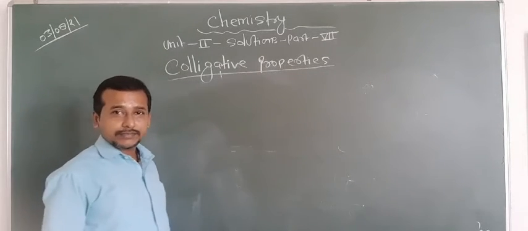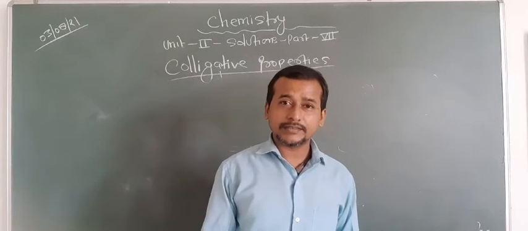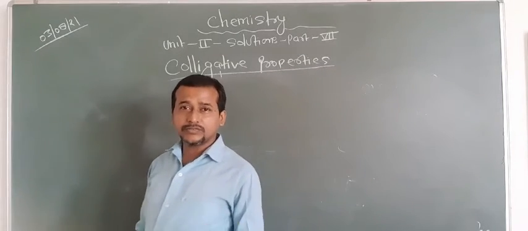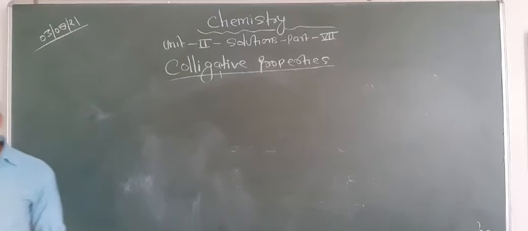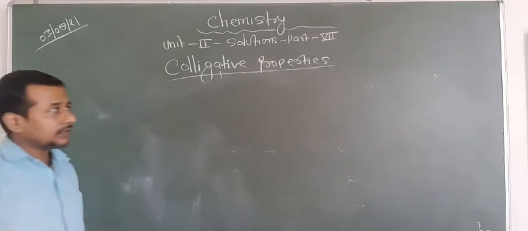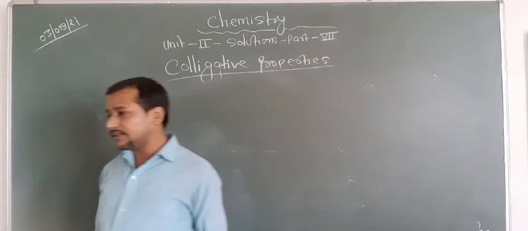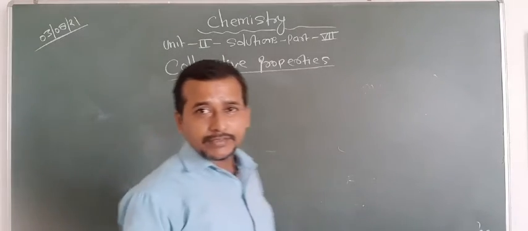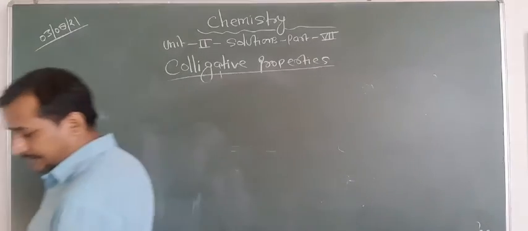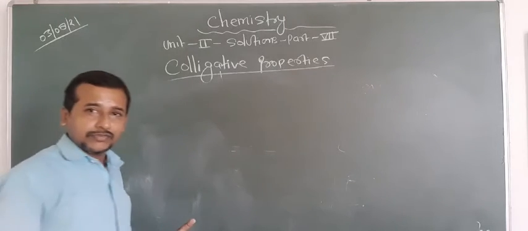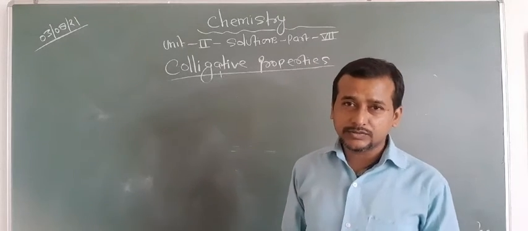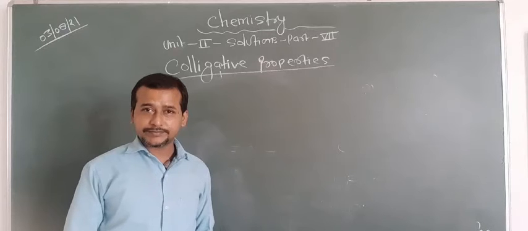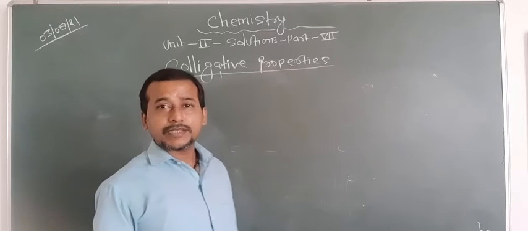Now look at the conditions. If you want an excellent result in terms of colligative property, what conditions do you have to follow? First of all, the solution should be very dilute. Second, the solute should be non-volatile. Third, you have to know that the solute should not dissociate or associate in the solvent. That means in solution they do not dissociate or associate. So these three conditions give you good results for colligative property.